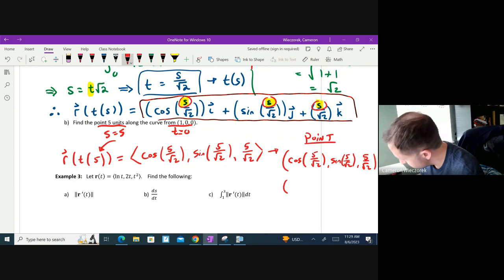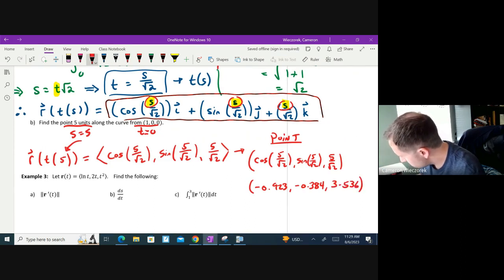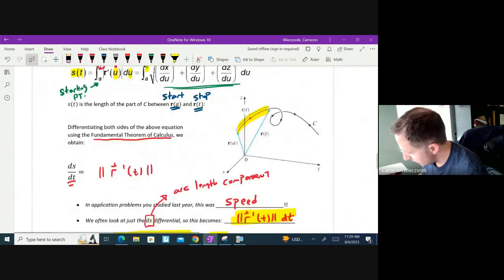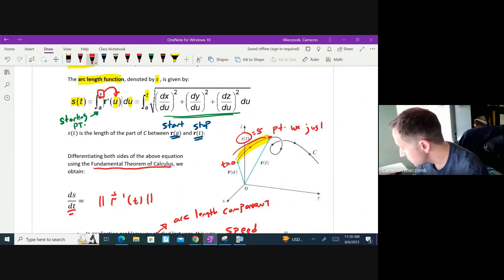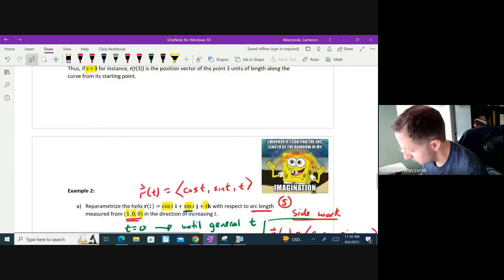As a decimal, typically you'd give things as an exact answer, but if I asked you to approximate, you can plug these in your calculator. This would be about negative 0.923, negative 0.384, and 3.536. Okay, so back to the visual from the last page, what would this indicate? This would be like our stopping point on this curve. This isn't the helix, but this is the idea: if this was t equals 0, now 5 units along the curve, if this length here was s equals 5, that stopping point would be the point we just found. Just so you can see visually what we did. And you could put these on CalcPlot 3D if you want to try it with the helix itself.